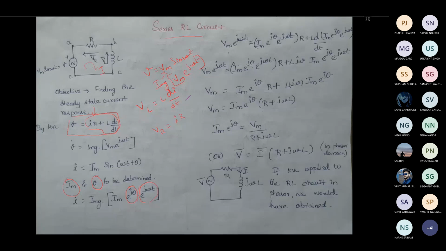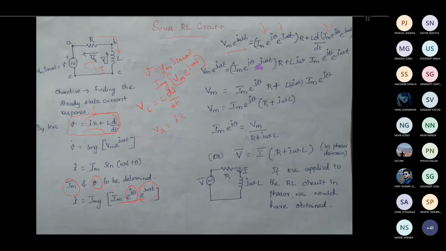So here on the left hand side, we are getting Vm e^(j omega t). We have seen what is I, and this is also I. Here the same current is flowing through both R and L. So the same Im e^(j omega t) that we have represented here, this is I and this is also I.